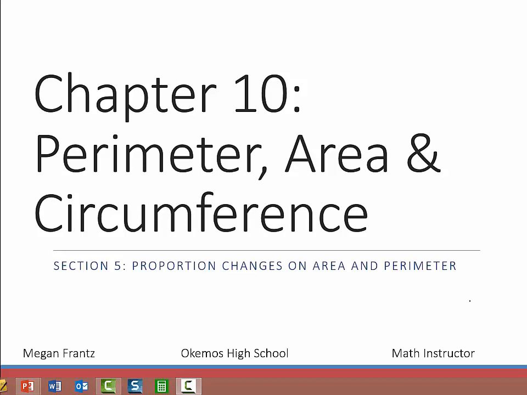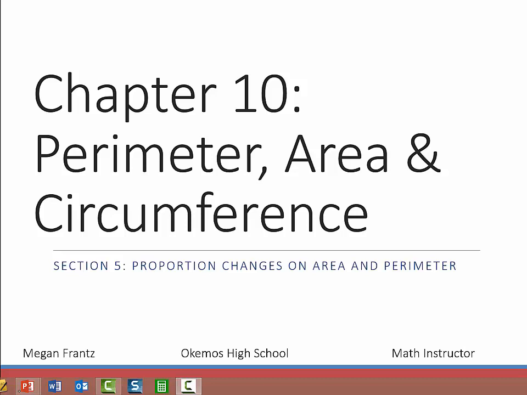Then it wants us to describe the effect on this. If we take a look from area to area, 20 to 80, we have to multiply by 4. And the way we get 4 is because these are both doubled, so 2 times 2 gives us 4. The perimeter, to go from 18 to 36, is just times 2. It's just doubled.